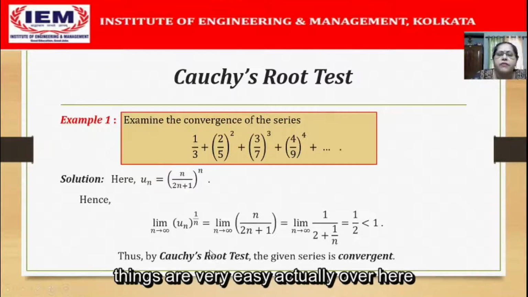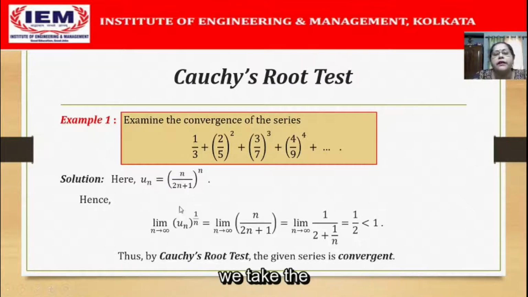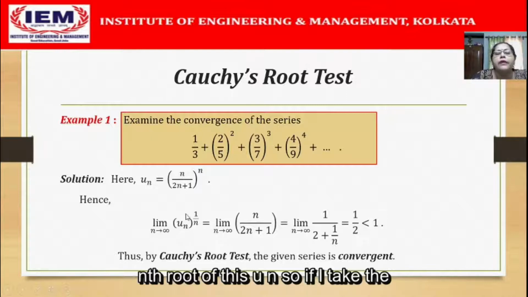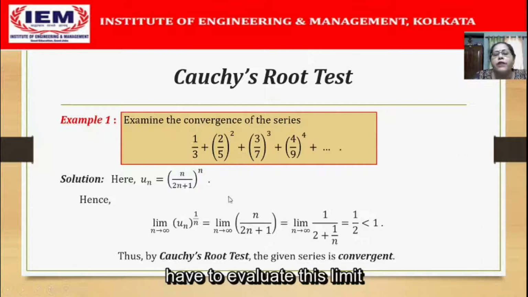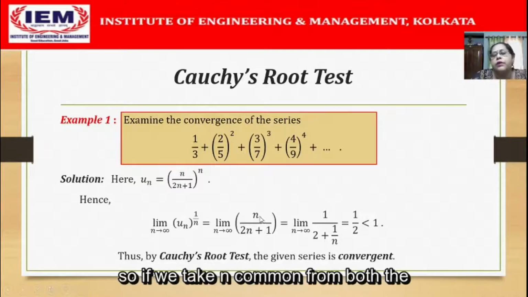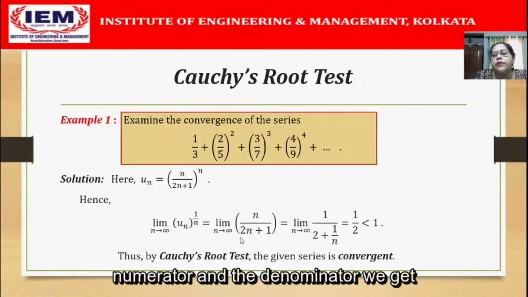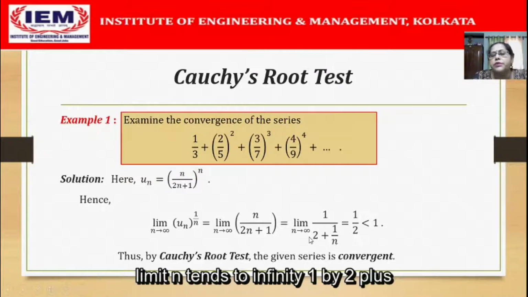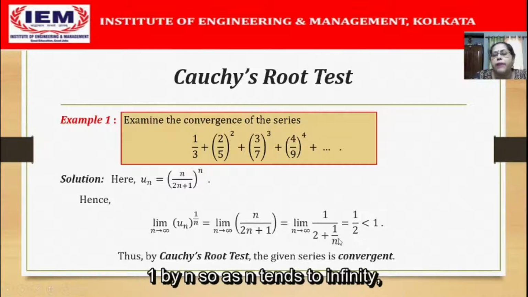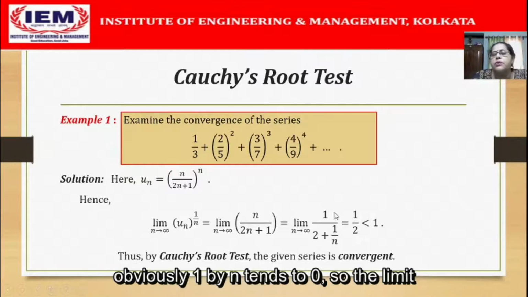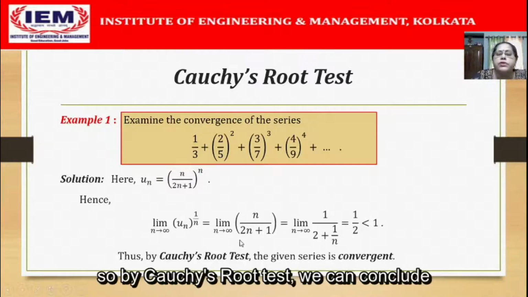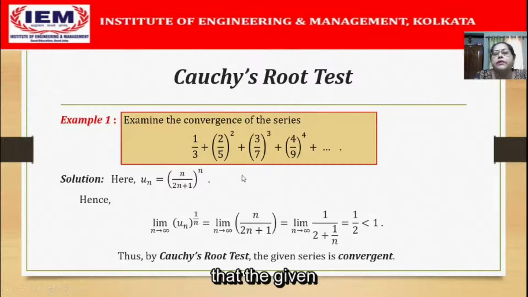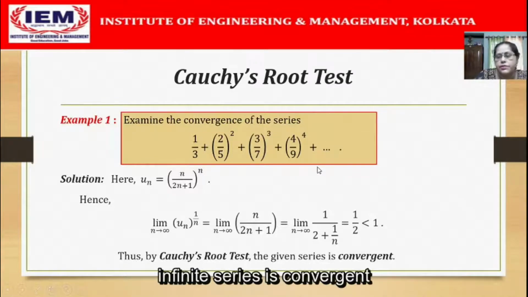Now things are very easy over here. We take the nth root of this un, and we just get n by 2n plus 1. Now we have to evaluate this limit. If we take n common from both the numerator and the denominator, we get limit n tends to infinity of 1 by (2 plus 1 by n). As n tends to infinity, obviously 1 by n tends to 0. So the limit is half, and definitely half is less than 1. So by Cauchy's root test, we can conclude that the given infinite series is convergent.